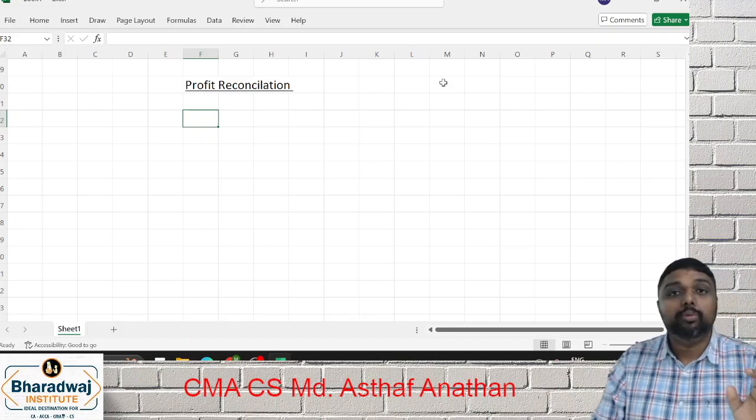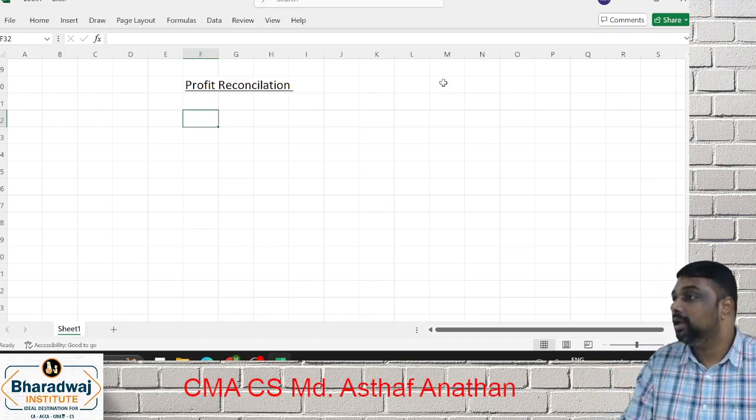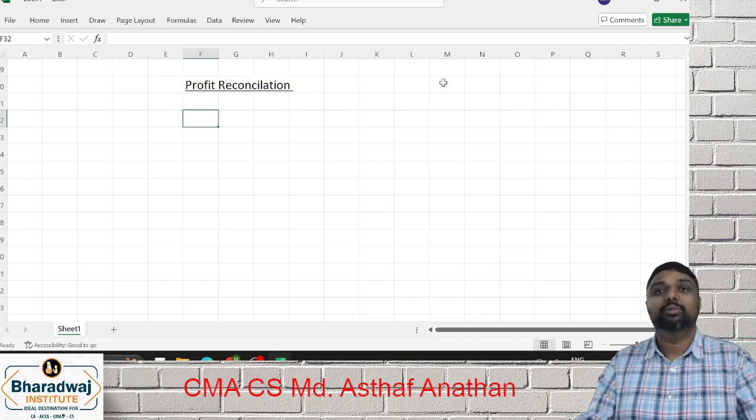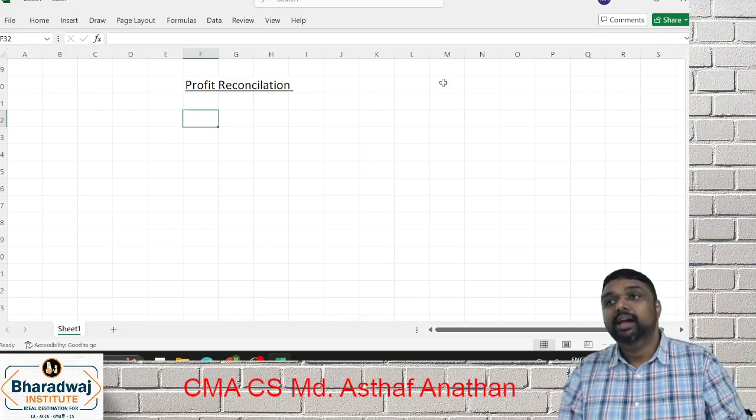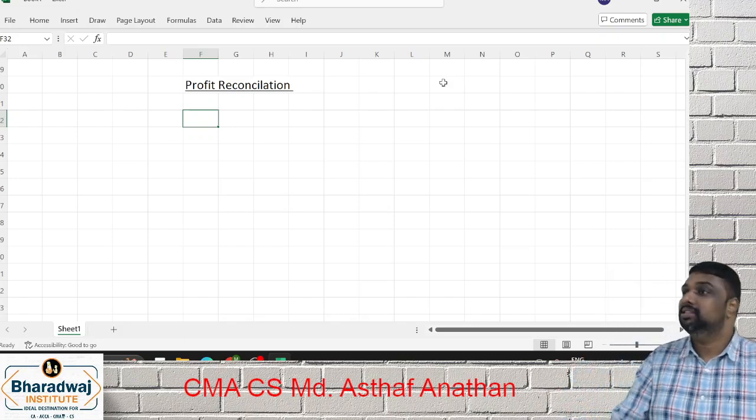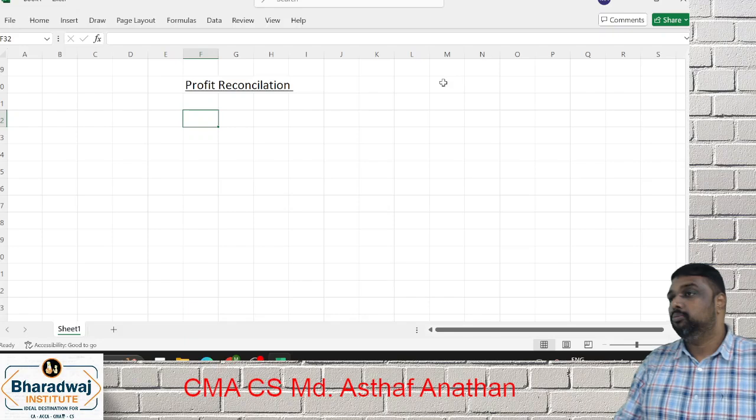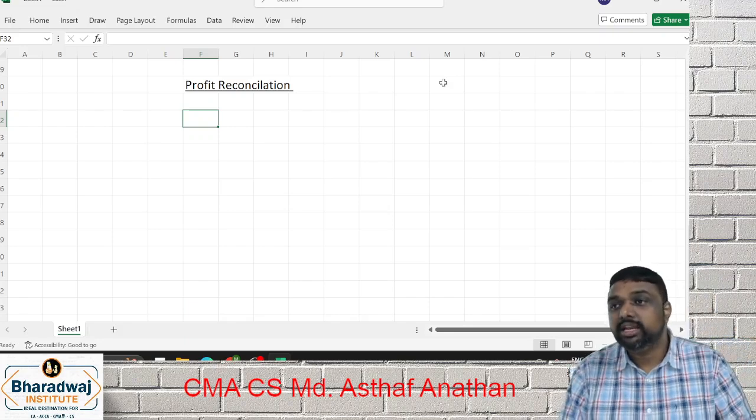What is a memorandum account? You have to prepare it in a T form. We discussed both methods in our class. We prepared it in a T form, whereas a profit reconciliation statement is a normal statement format.